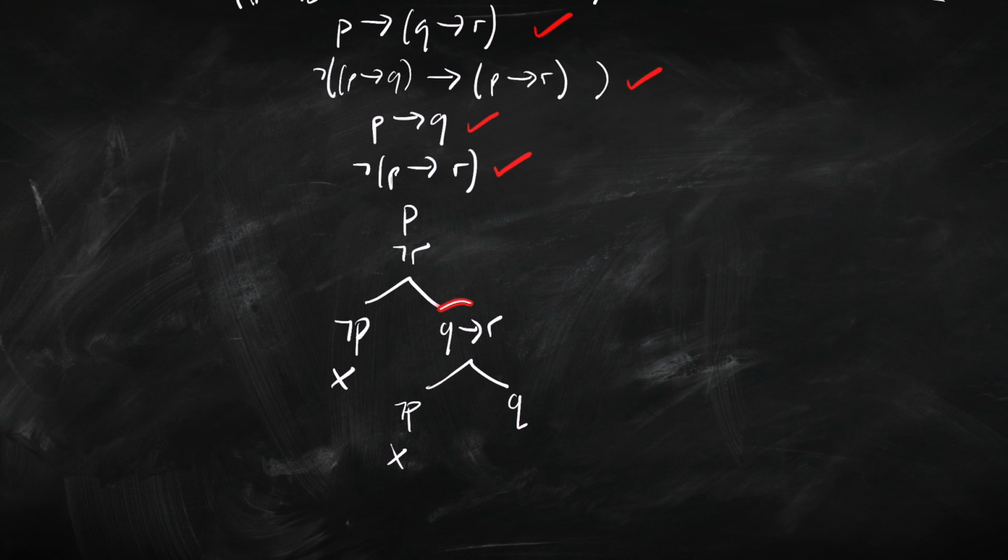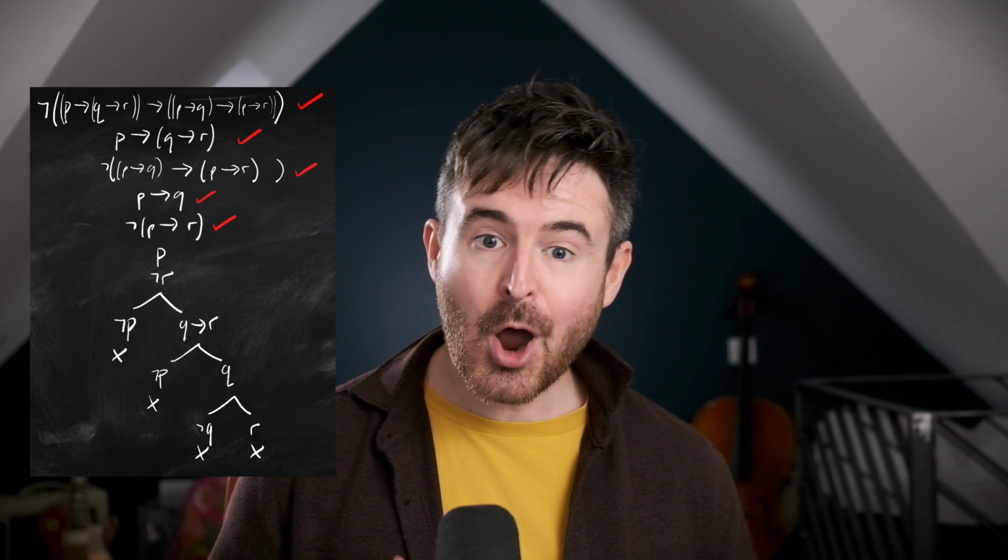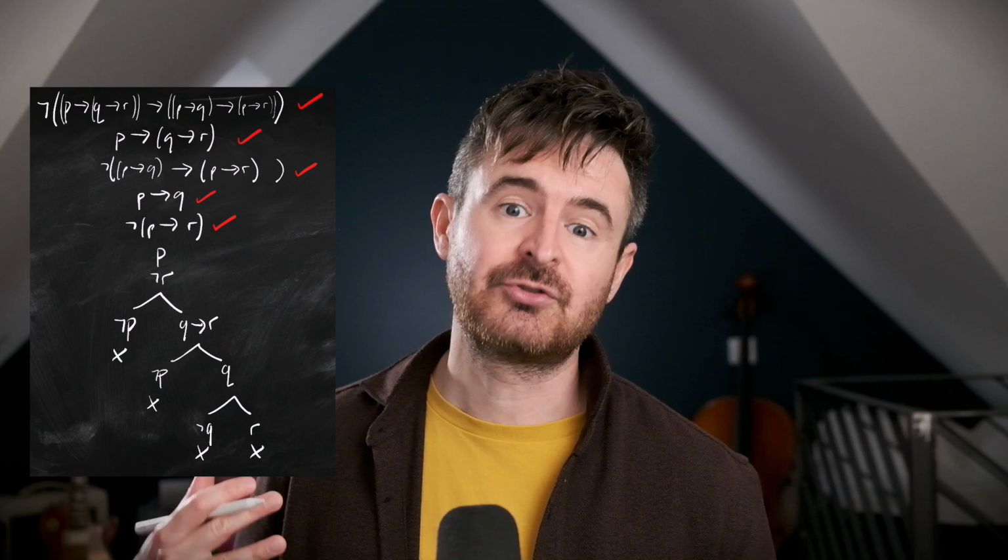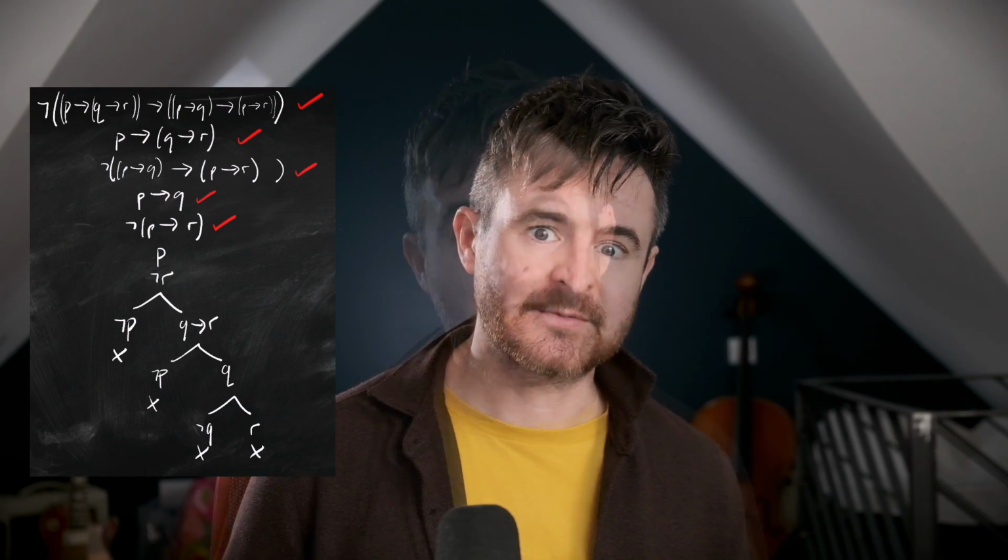The one we've got remaining is this one here. Same deal, we're going to get not Q on the left and we're going to get R on the right. So here we've got not Q and Q, so that branch closes. And here we've got R, and previously we had not R, so that one closes. Okay, so we've got a closed tree. All the branches close.